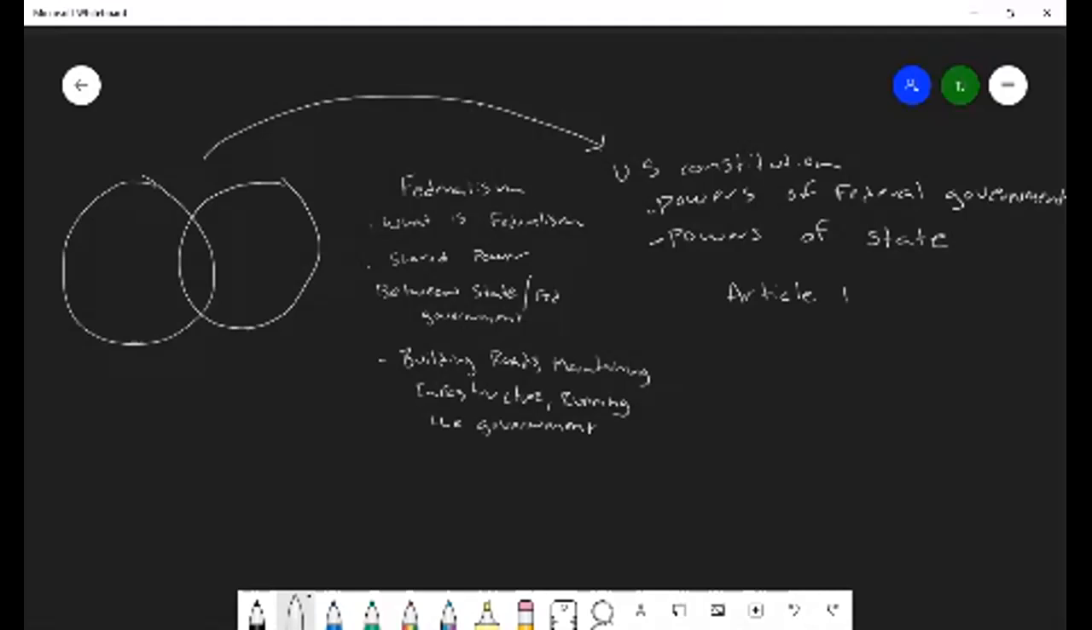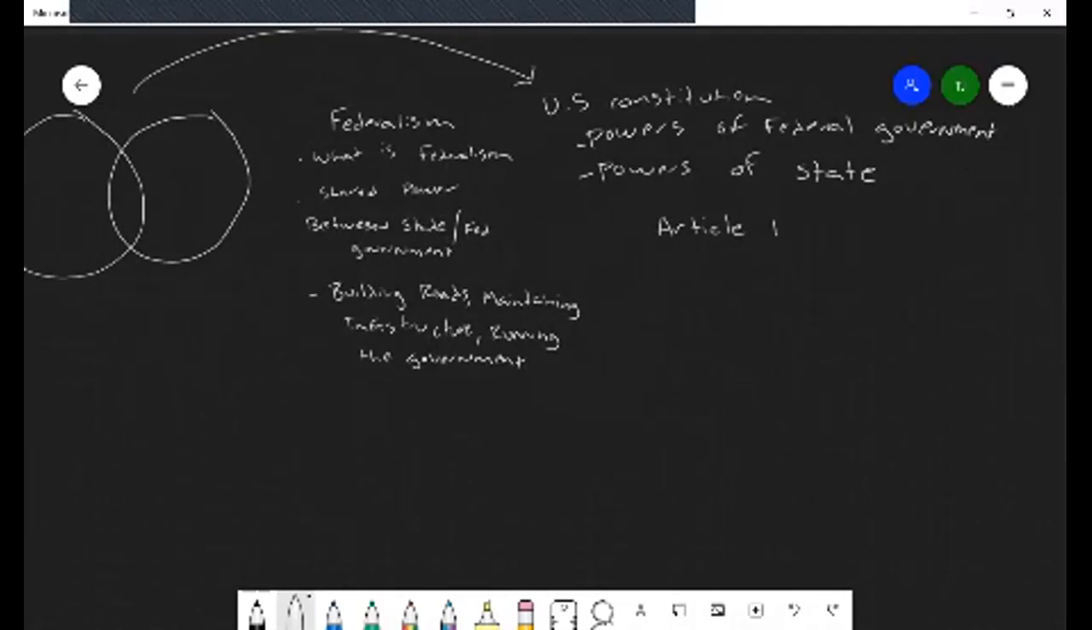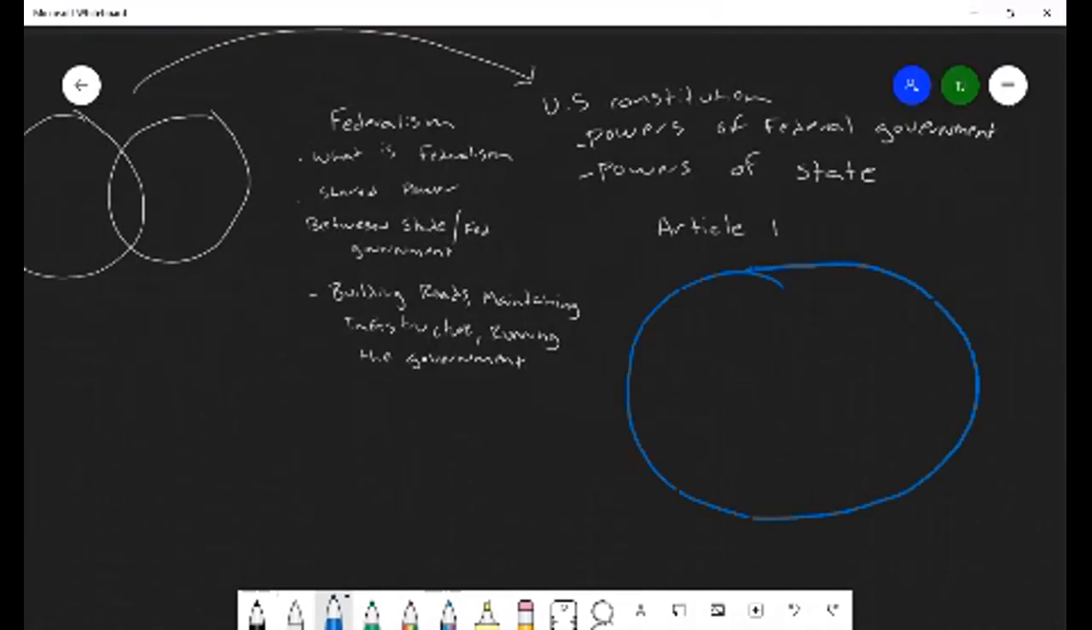Article 1 of the Constitution. So let's take a look at all of the powers that are kind of listed in Article 1. That is the best circle ever. All of the powers listed in Article 1 of the Constitution.